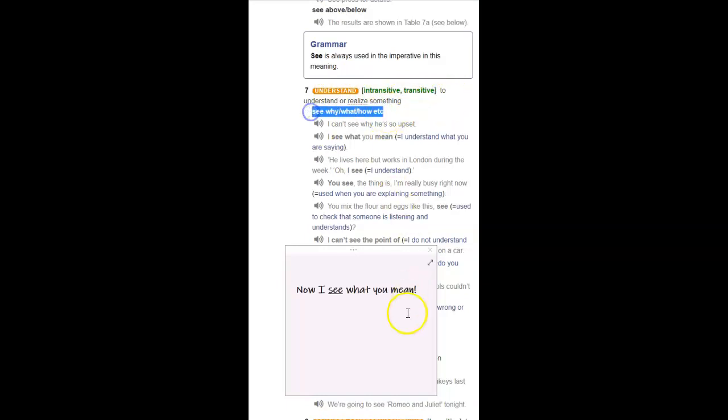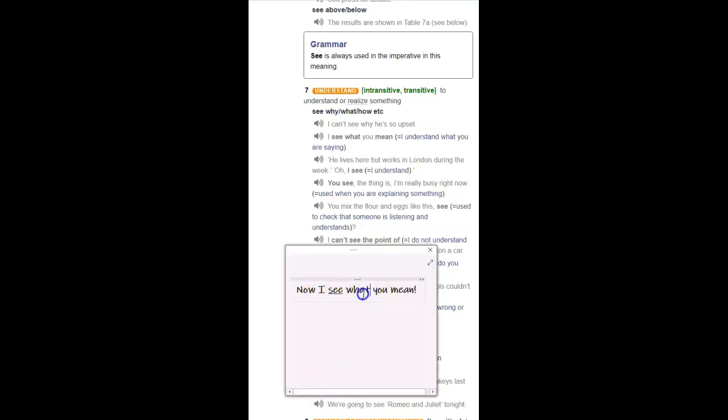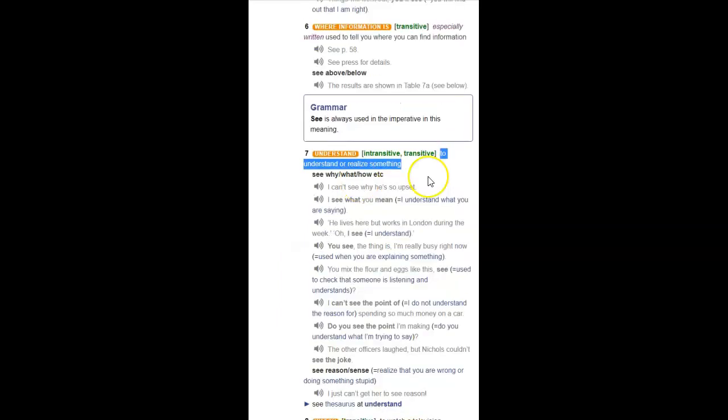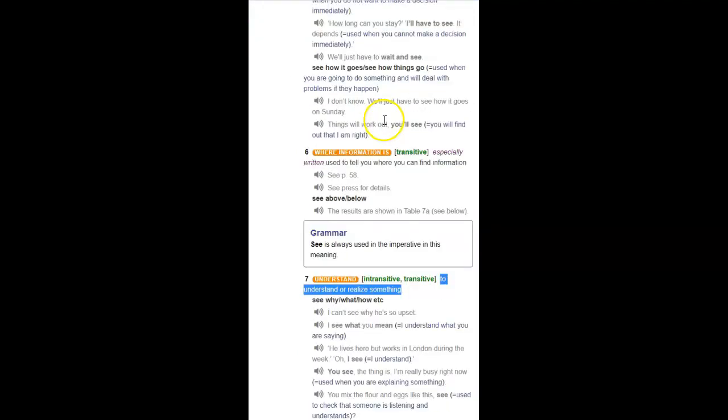And even the collocation here is exactly what we were looking for: see why, see what, see how. Understand what, understand why, understand how, etc. We see what you mean. Now I understand what you mean. So, this is the meaning that we were looking for. Don't just stop at the top. Scroll to the meaning that you need.